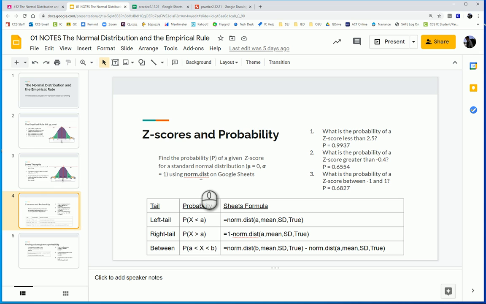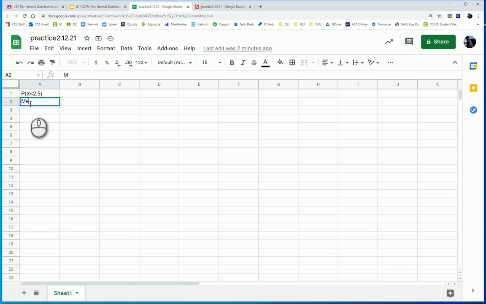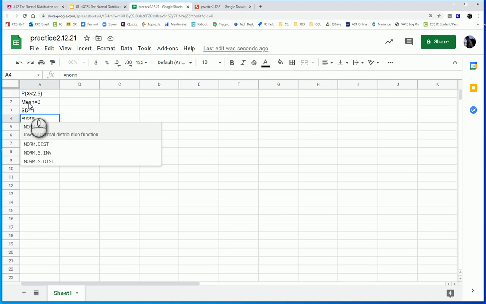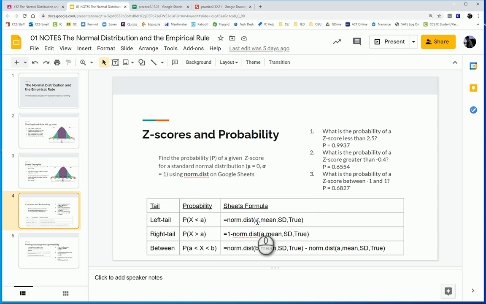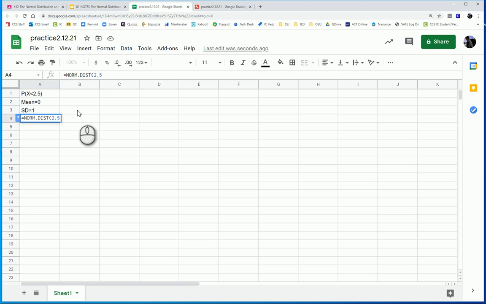And we're going to do that using this function norm.dist. So looking at what is the probability of a z-score less than 2.5? Well, that's on a standard normal distribution where the mean is 0 and the standard deviation is 1. So probability that x is less than 2.5, mean equals 0, standard deviation equals 1. Okay, so this will be equals NORM.DIST. There it is. Press tab to select that one. And if we look at our notes, we need that z-score, or that x value first, and then the mean, comma in between, then comma standard deviation, then comma the word true. It's always going to be true. So 2.5, comma, the mean is 0, comma, standard deviation is 1, comma, true.